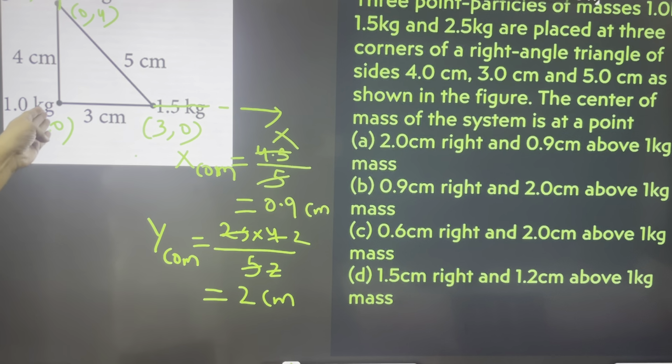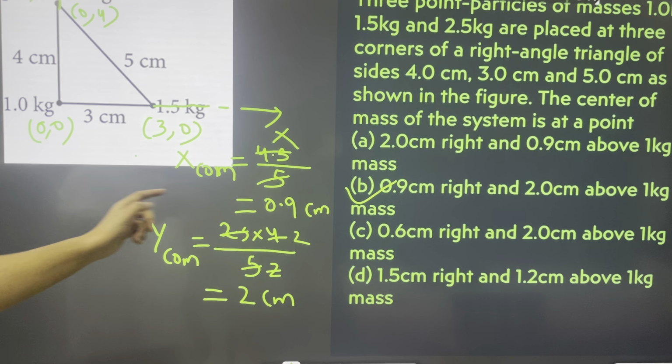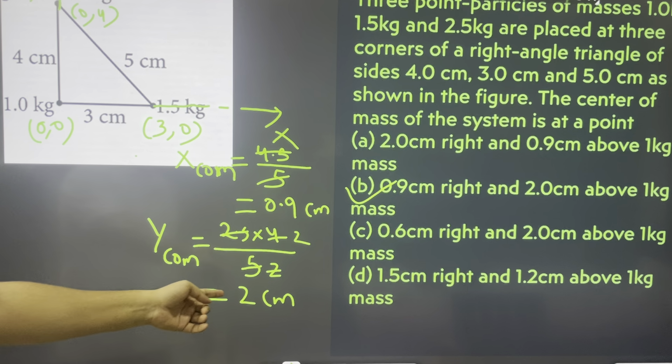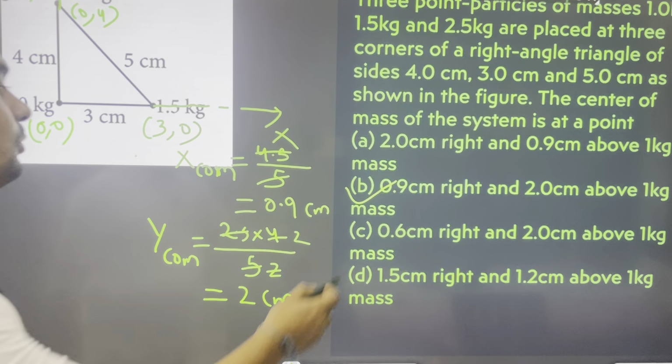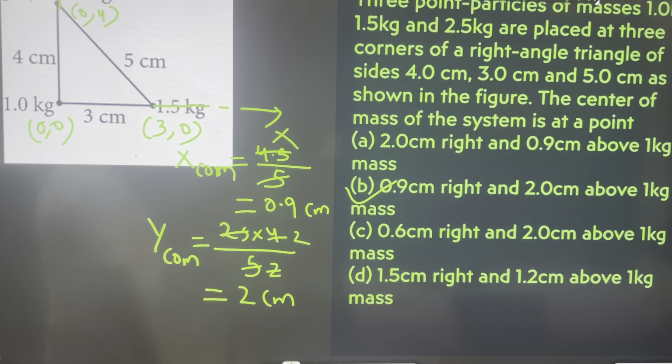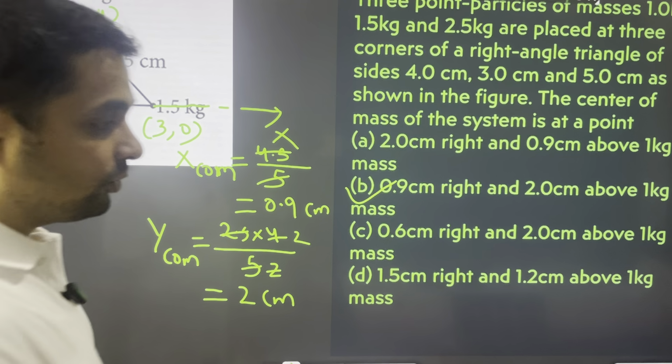So it is 2 centimeter above the 1 kg, and 0.9 centimeter right of the 1 kg. Okay, so option B is the correct option. 0.9 centimeter right and 2 centimeter above the 1 kg, because above means the y coordinate of the center of mass, and right means the x coordinate of the center of mass, that is 0.9 centimeter. So the y coordinate is 2 centimeter, that's why 2 centimeter above the 1 kg and 0.9 centimeter right of the 1 kg. Okay, so we'll go for the next question now.